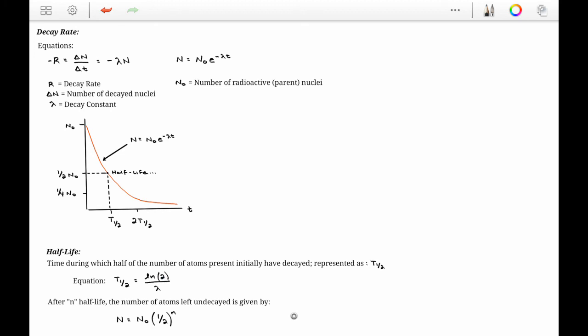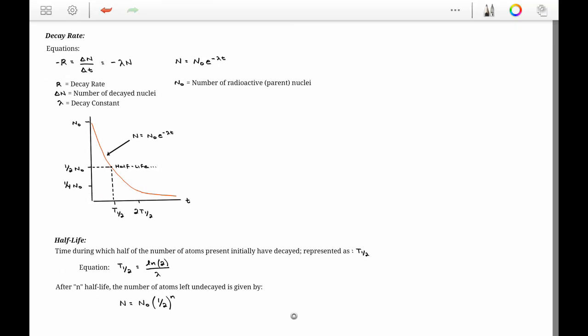And after a certain number n of half-lives, the number of atoms left undecayed can be given by this equation here. And this is the final equation that we're going to cover. N is equal to the initial number of radioactive parent nuclei times one half to the power of the number of half-lives. So in this video, we covered the fundamentals of nuclear physics.